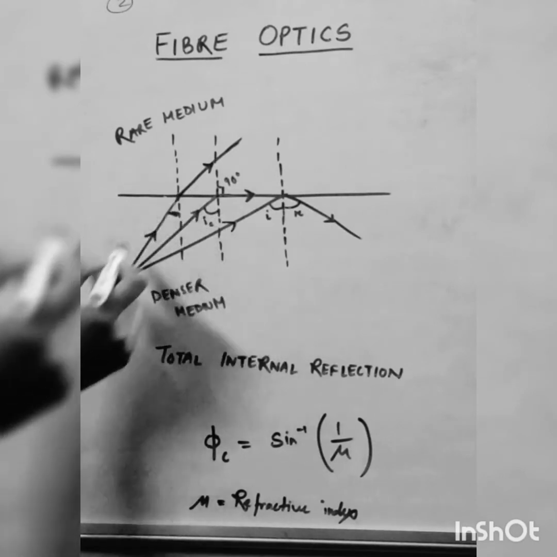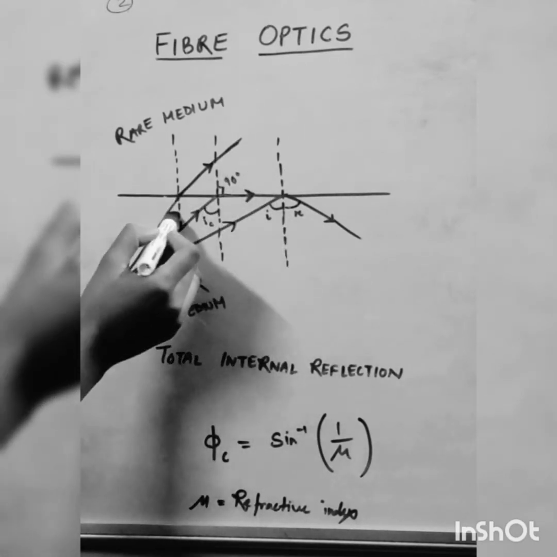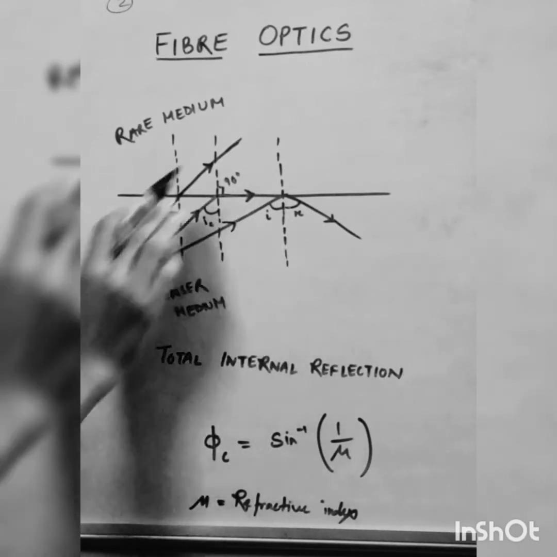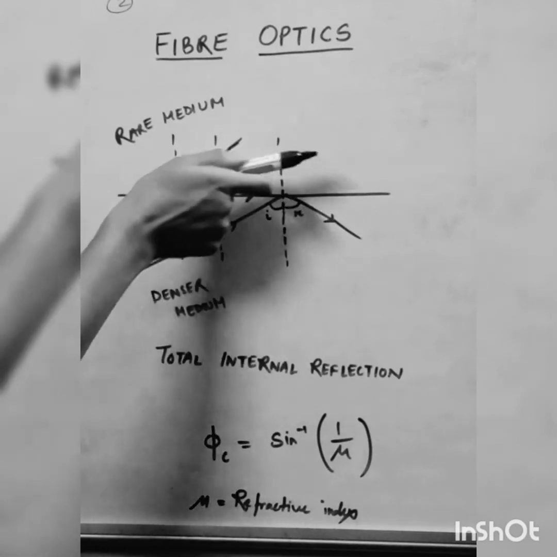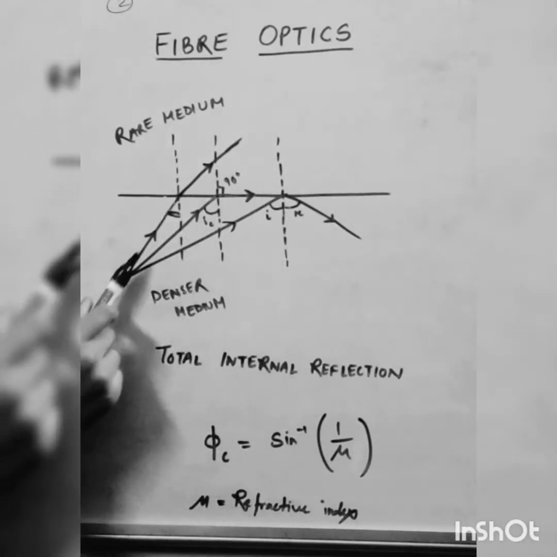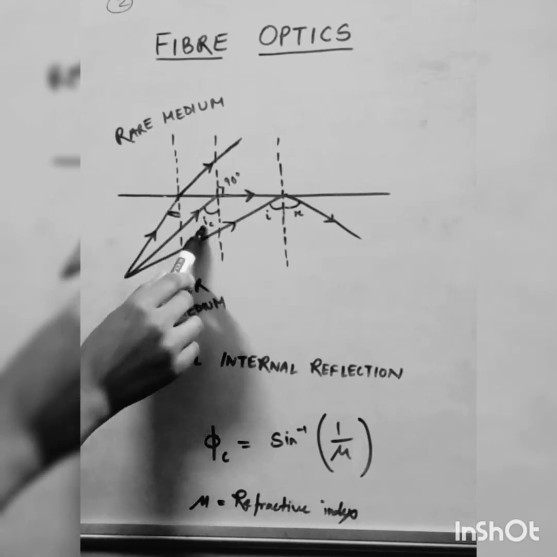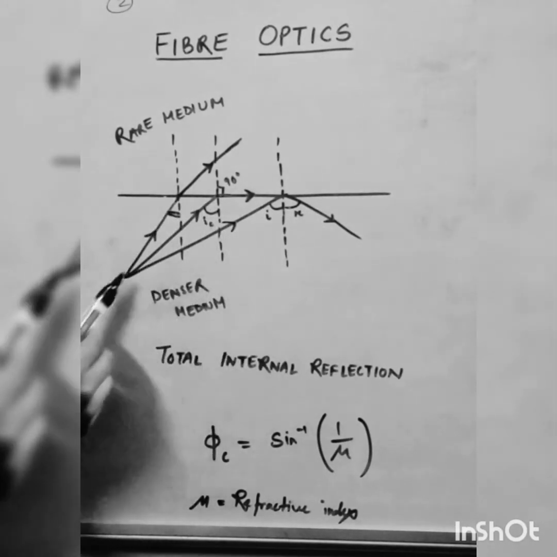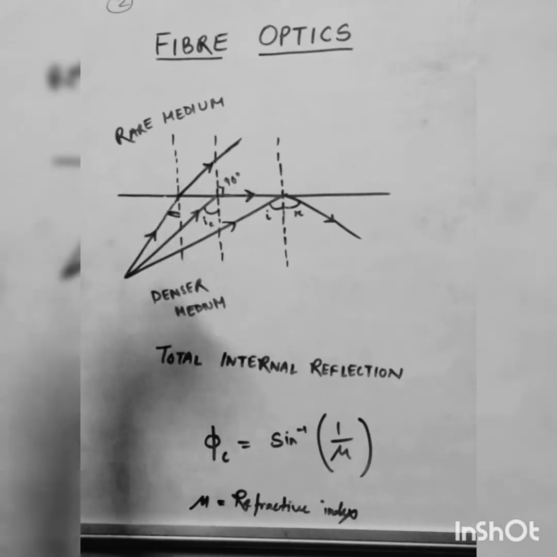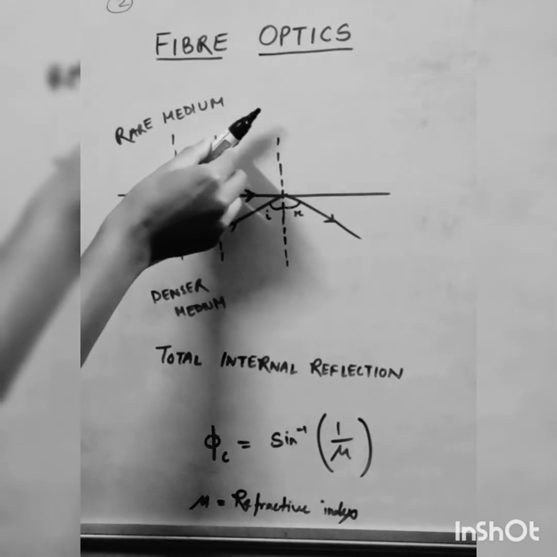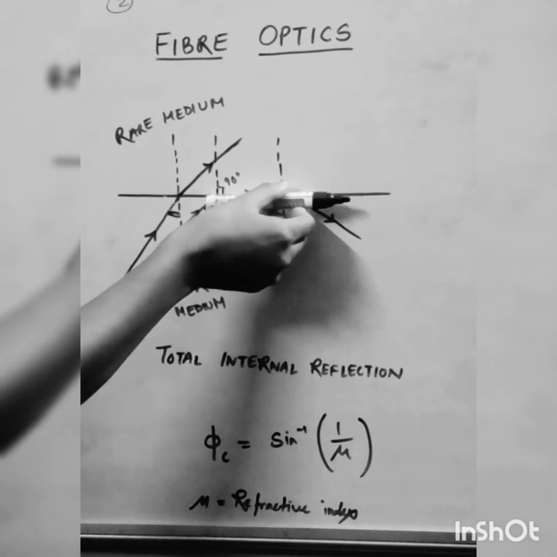As you keep on increasing the incident angle, the reflection will be more and more. At some point, for some specific angle, which is known as, here you can see, IC, this one is the critical angle. It is the corresponding specific angle for which the refracted ray will be 90 degrees.